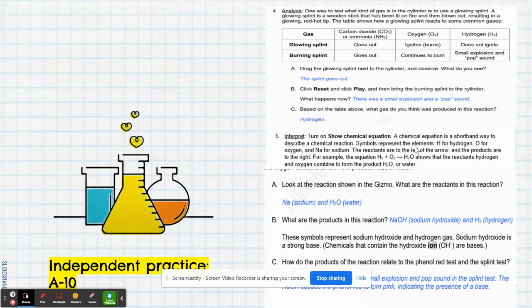And then finally, interpreting the reaction, the reactants are the ones to the left of the arrow, and that is sodium, Na, and H2O, which is water. That produced NaOH, which is sodium hydroxide, and H2, hydrogen, which was the gas. Those are confirmed by our testing with the phenol red that showed us the sodium hydroxide solution, and then using the burning splint for the hydrogen gas.